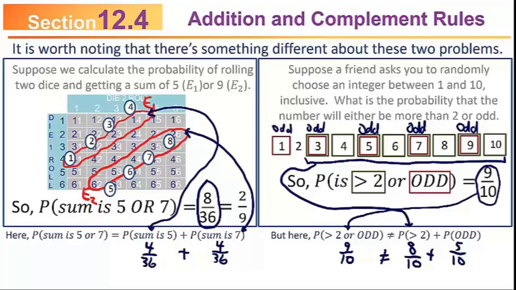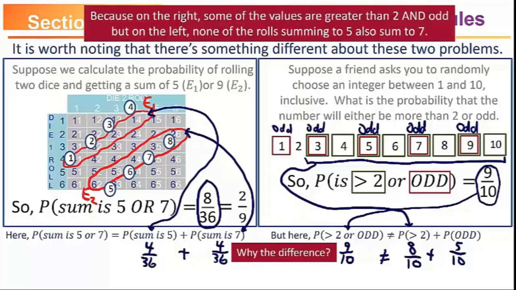Why is that? It's an important distinction. Think about it just a minute. In a nutshell, it's because on the right, some of the values are greater than 2 and odd. Remember that when we did this problem on the right, there were certain numbers that were both greater than 2 and odd. For example, 3 is greater than 2 and odd, 5 is greater than 2 and odd, 7 is greater than 2 and odd, and 9 is greater than 2 and odd. So there's an overlap between those counts. On the left, that didn't happen. When you looked at the numbers that summed to 5 and the numbers that summed to 7, there was no overlap. That's what caused the difference.